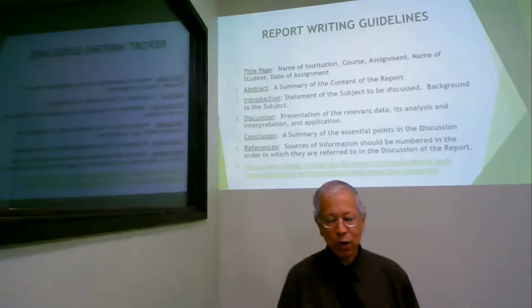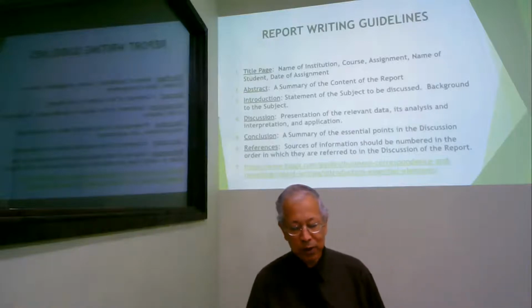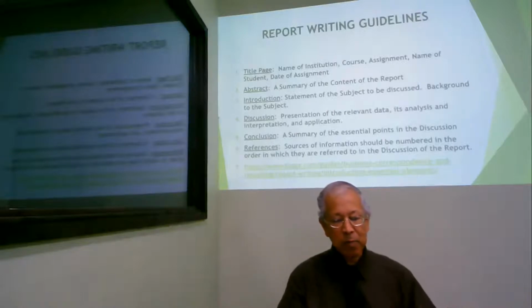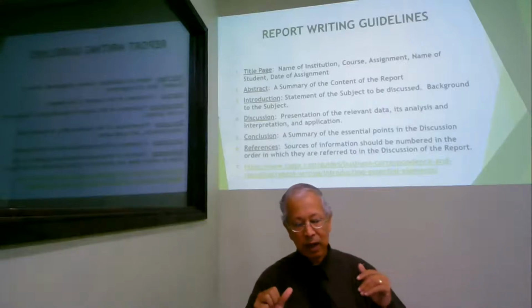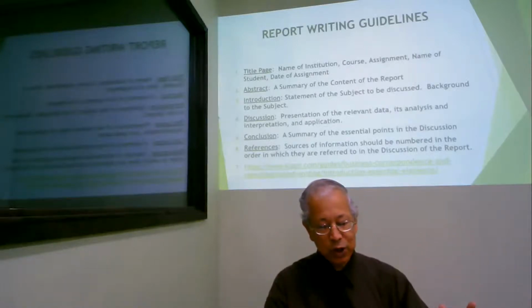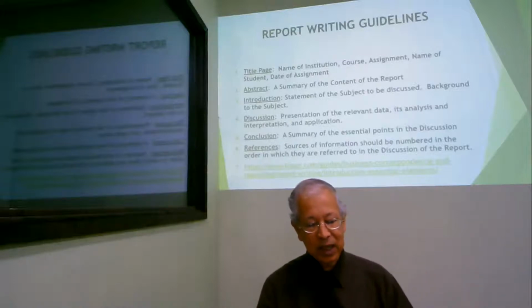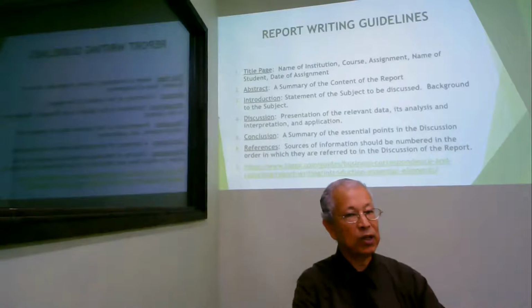Now here are report writing guidelines. Number 1 is the title page, in which you give the name of the institution. In your case, it would be the Jamaica School of Preaching and Biblical Studies, followed by the course that you are giving a report on, followed by the particular or specific topic that you have been assigned to do a report on, and after that, your name and the date when you have handed in the assignment. That's the title page, all of that on one page.